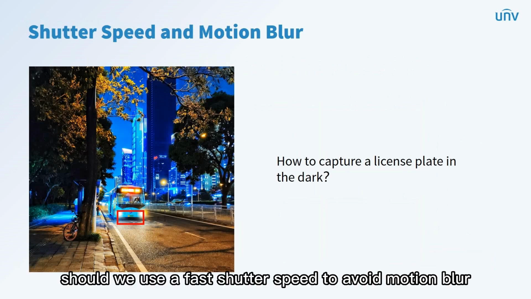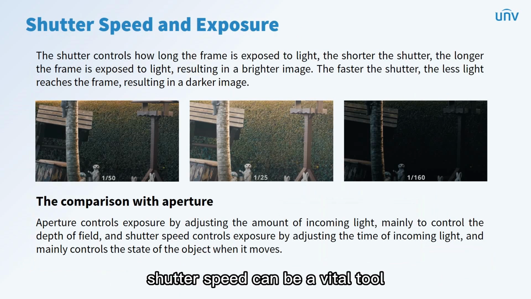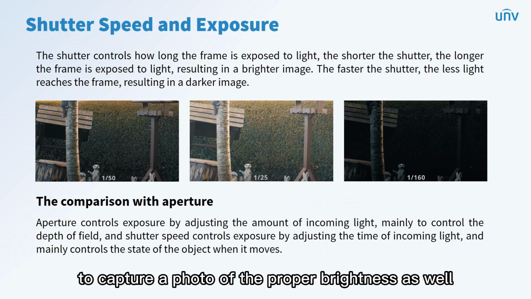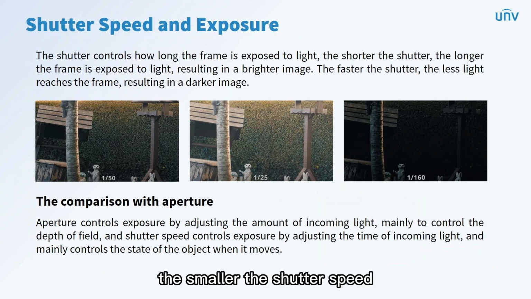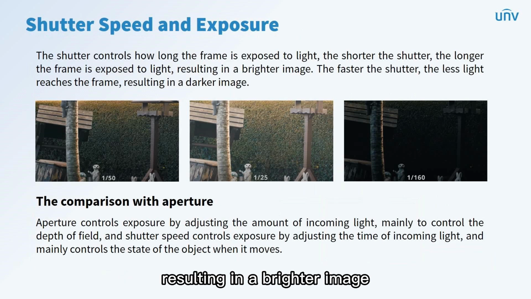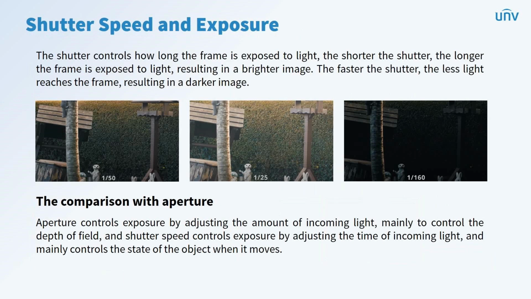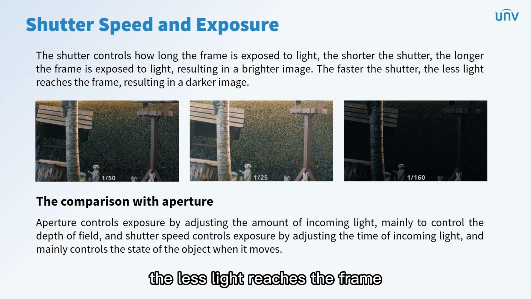Should we use a fast shutter speed to avoid motion blur? As we mentioned before, shutter speed can be a vital tool to capture a photo of the proper brightness as well. The smaller the shutter speed, the longer the frame is exposed to light, resulting in a brighter image. In other words, the shutter controls how long the frame is exposed to light. The faster the shutter speed, the less light reaches the frame, resulting in a darker image.